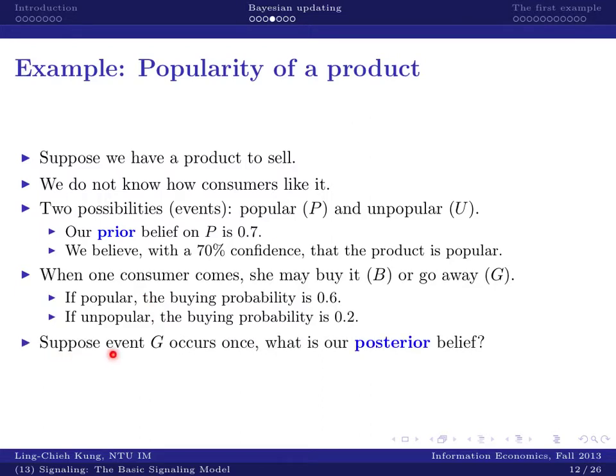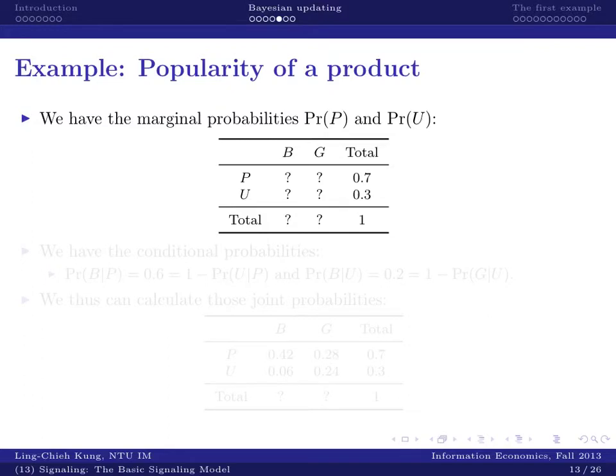So suppose this event G occurs once. That means one consumer comes and goes away. I want to know what should be my updated belief on what's happening here. What's my posterior belief on the popularity of my product? So it's time to do calculations.